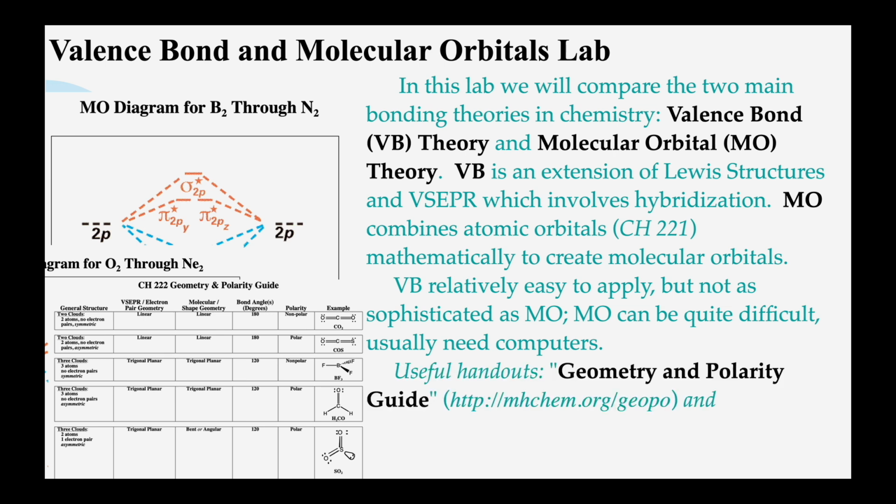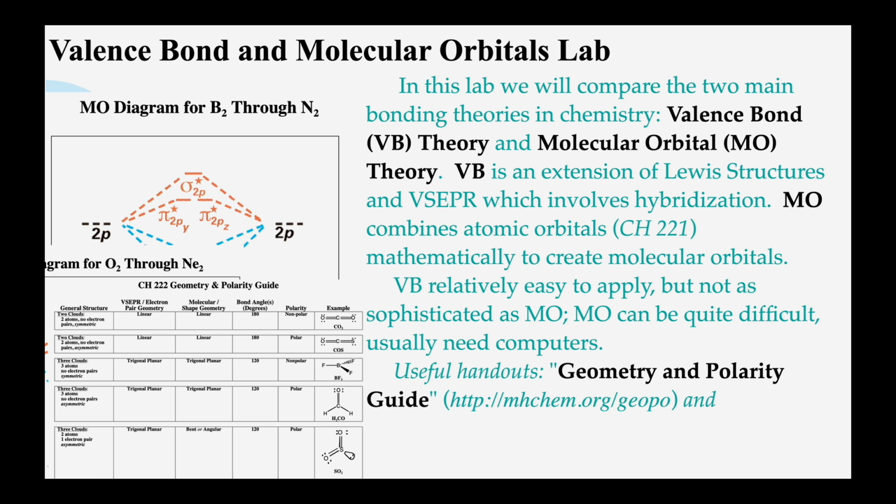There's a couple of handouts which are going to be really useful. The geometry and polarity guide, which we used in the Lewis structures lab, you will definitely be using in this area too. It's in the companion, it's on the Chem 222 website, and you can also download it directly using that link there, mhchem.org/GOPO for geometry and polarity.